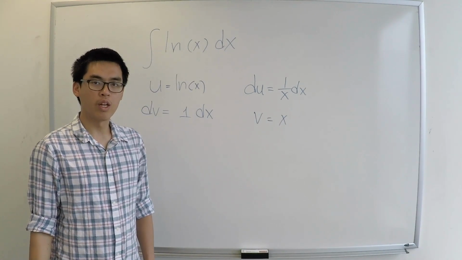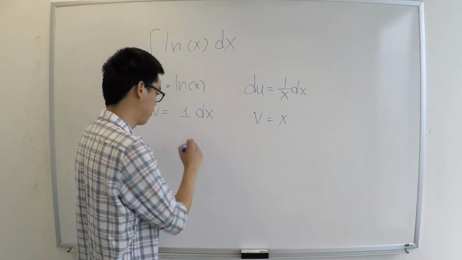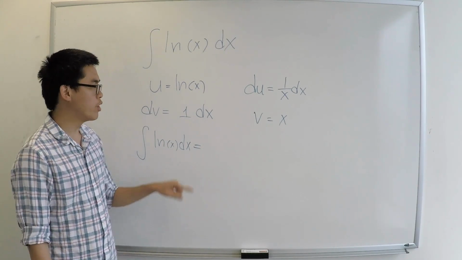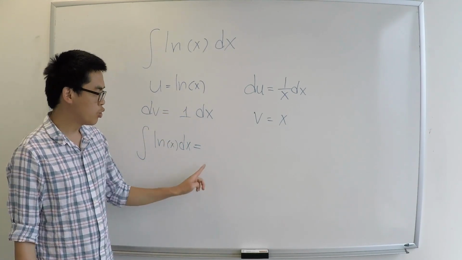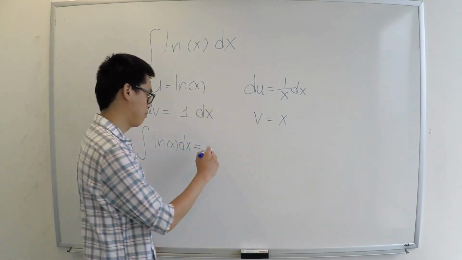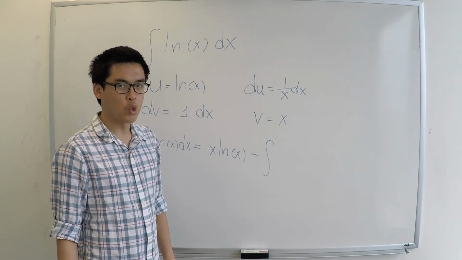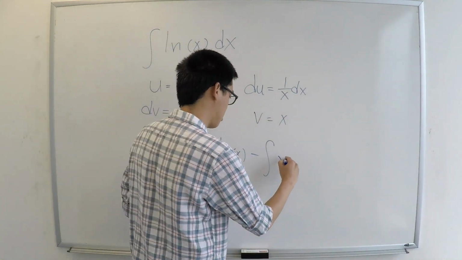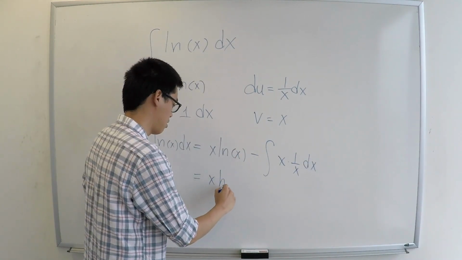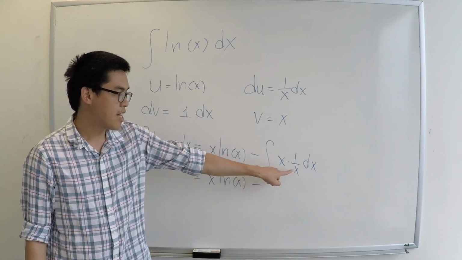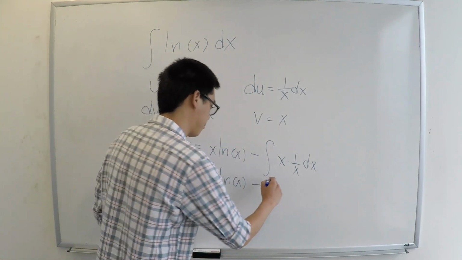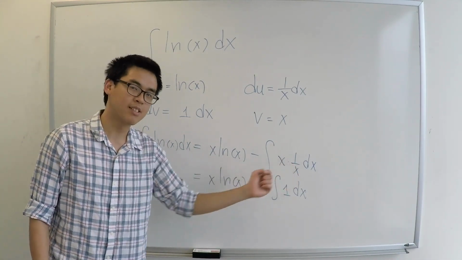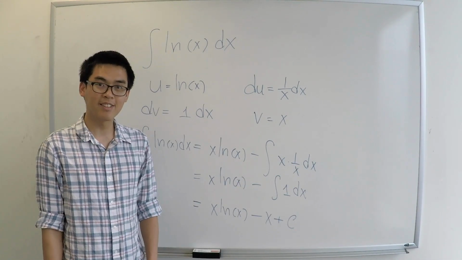Combine everything into the integration by parts formula, and we'll get this. The left hand side will just be the integral of u dv, which is ln x dx, equal to uv, which is ln x times x, minus the integral of v du. v is x, du is 1 over x dx. Do some simplification. These cancel out nicely and then you get 1 inside, which at the end gives you x ln x minus x plus c. And that is your answer.